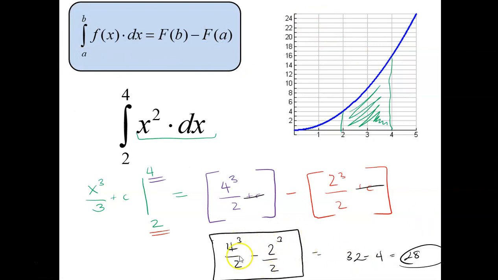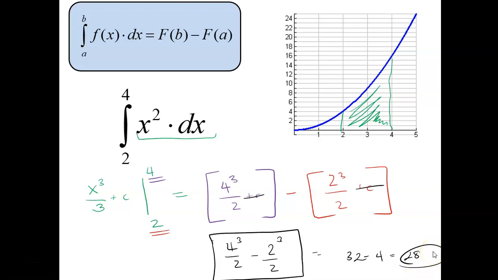Just FYI, major pitfall here that people do. Some people are like, oh gosh, I'm never going to remember to do plus C. And so they do all their work, and they're like, I'm not going to worry about plus C. And then in the end, like a minute before they turn their paper in, they go through and put plus C on the ends of all their answers. And so I get papers where they've done all this perfectly, and then they came down here and wrote plus C after the 28. No. The plus C canceled.